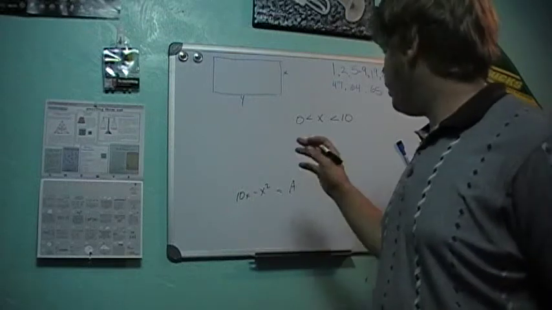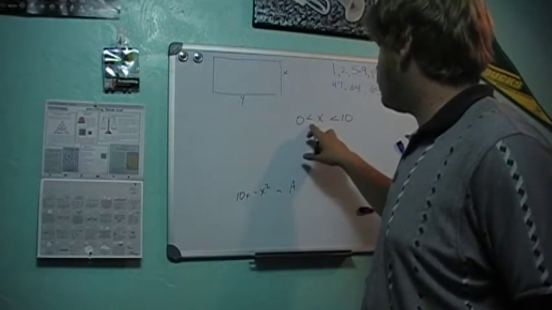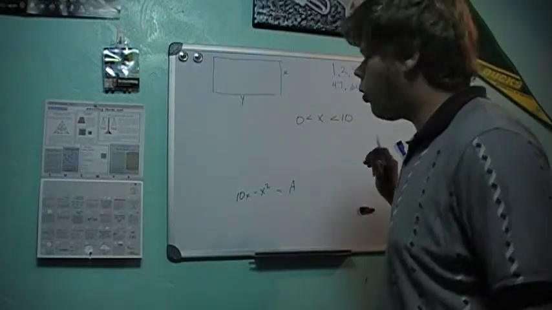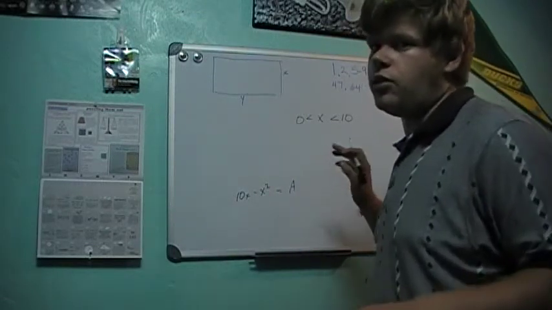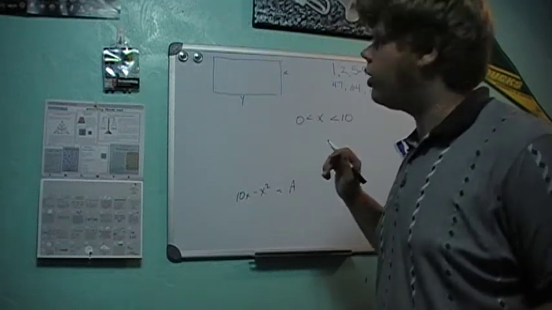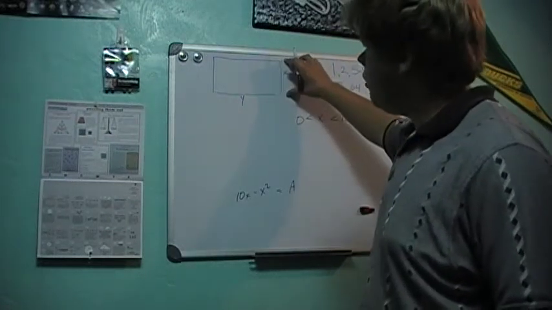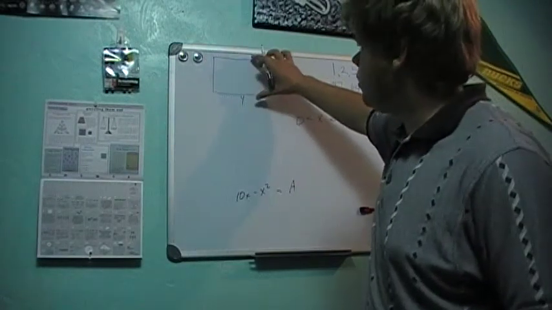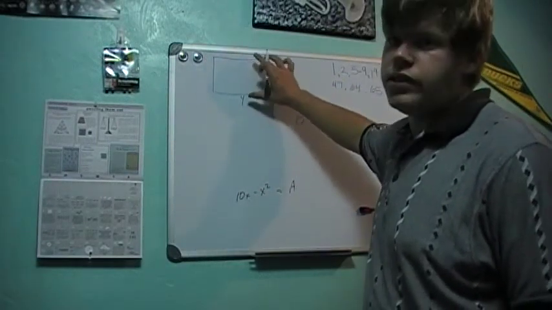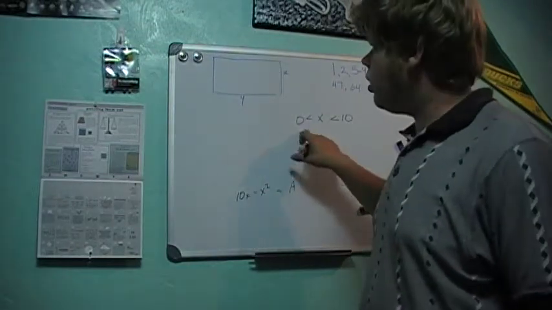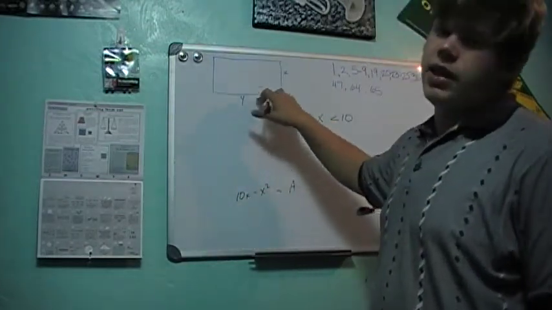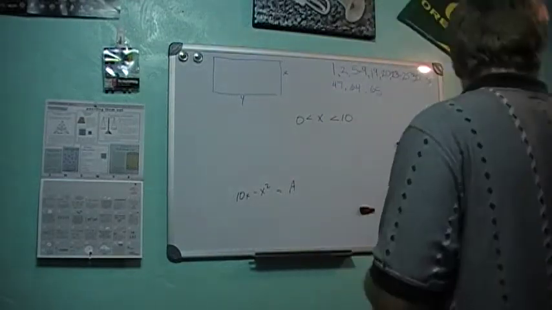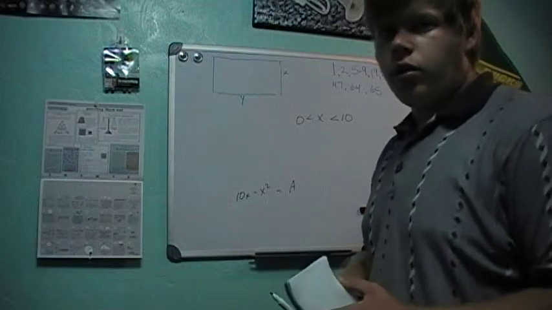So 0 is less than x, which is less than 10. And there's no or equals to because it just won't work. The rectangle won't work. If x was 10, then this side would also be 10, and there's the perimeter of 20, and that means the y side lengths would have to be 0. If x were 0, then the y lengths have to be 10 each, and the same thing happens, just reversed, different side lengths. So that's how to do number 47.